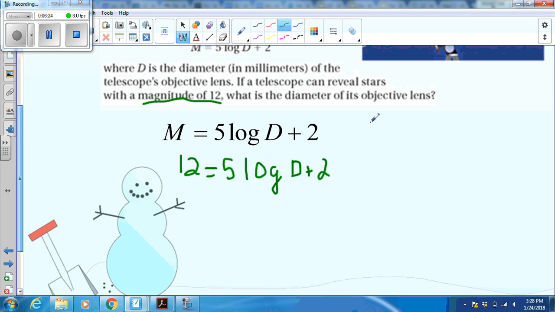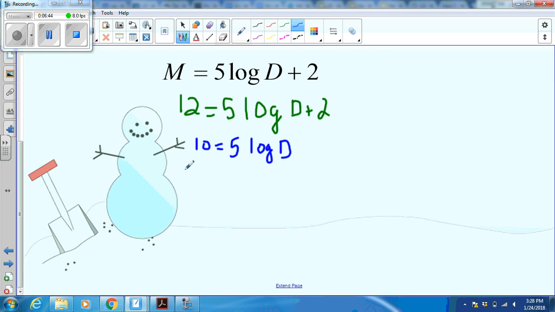If you got stuck, no worries. We're going to go over this. Now, whenever we're doing this, remember, we have to get log all by itself. So the first thing is I'm going to subtract 2 from both sides. So now I get 10 equals 5 times log of d. Now we got to continue to get log all by itself, so I'm going to divide both sides by 5. So now I have 2 equals log of d, okay?